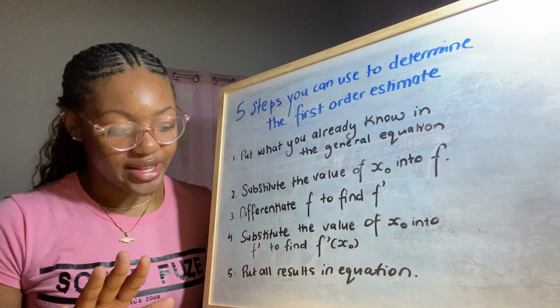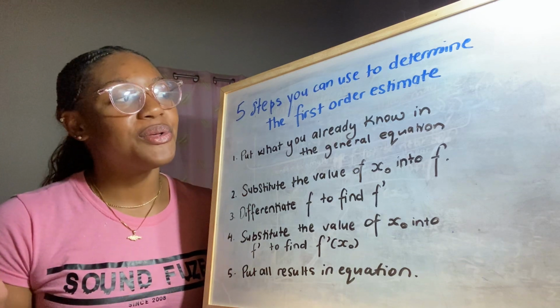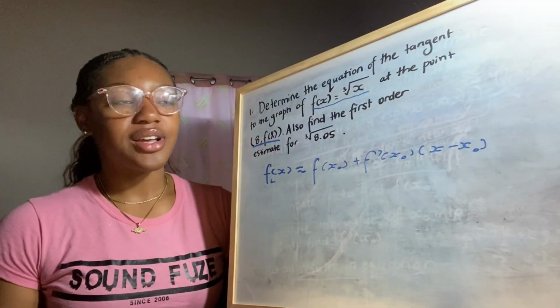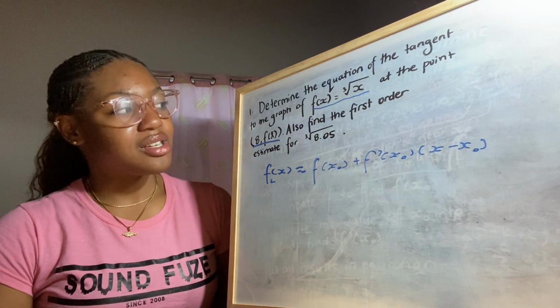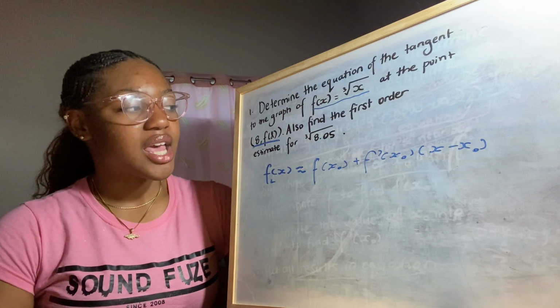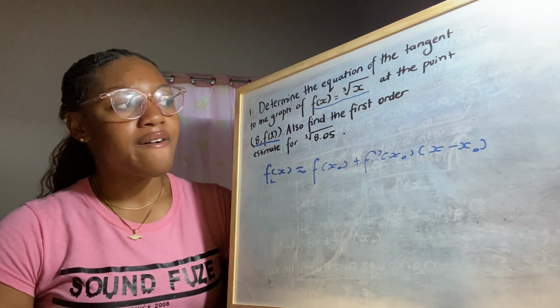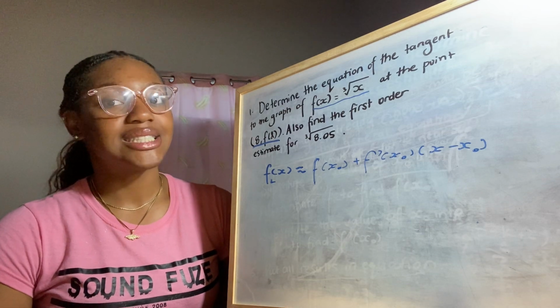And our final step is to put all results in the equation. And that's how you get the first order estimate. So here's our first example. Determine the equation of the tangent to the graph of f of x equal cube root of x at the point 8, f of 8. Also, find the first order estimate of the cube root of 8.05.